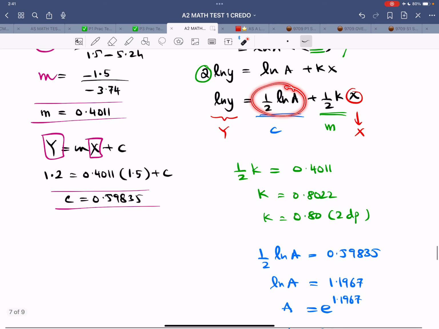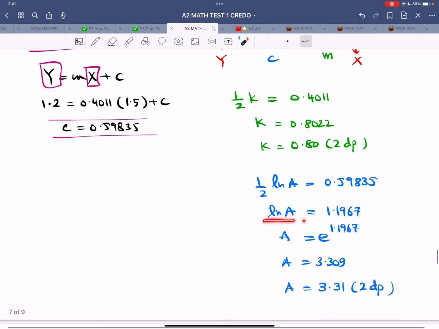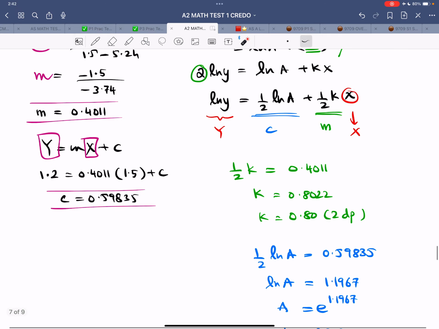Half ln a is the y-intercept. First make ln a the subject, then make a the subject in terms of e, then use a calculator and simplify. That is how you get this answer.